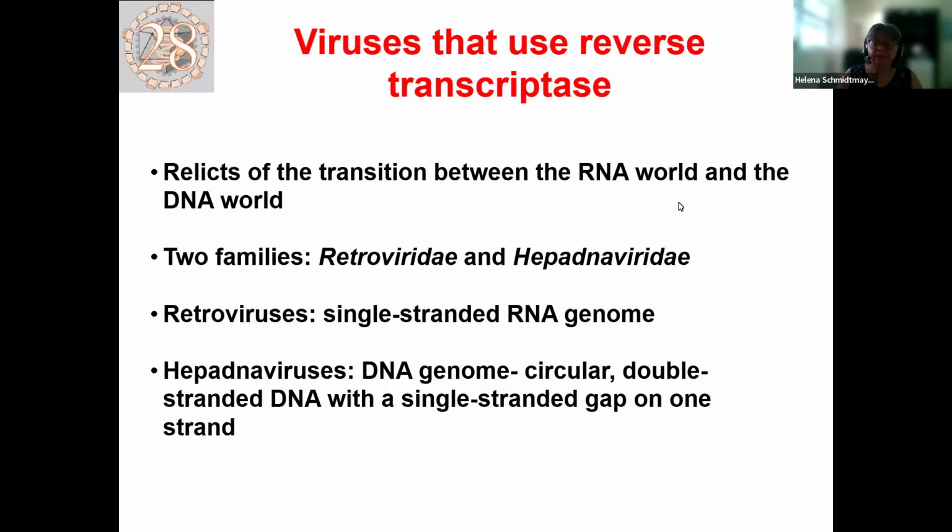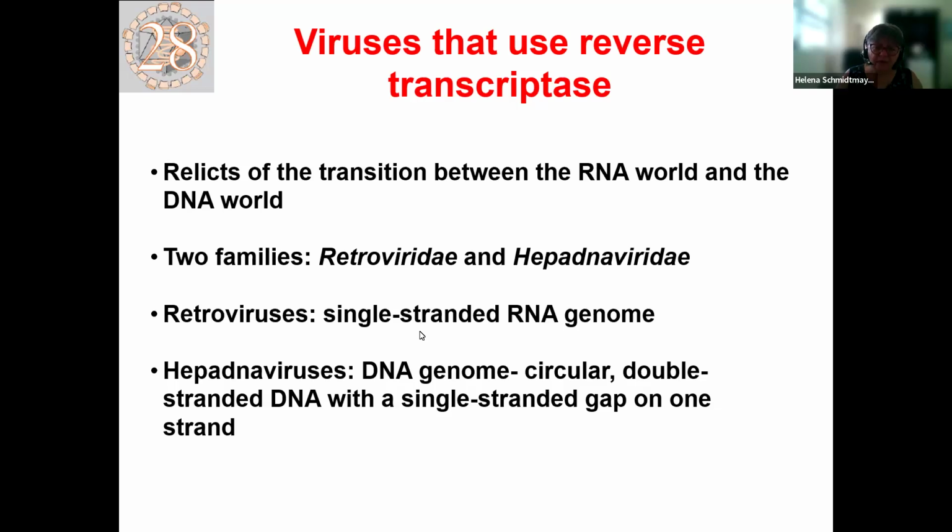The last group of viruses we will discuss are viruses which use reverse transcriptase, and there are two families, retroviruses and hepadnaviruses. Retroviruses contain single-stranded RNA as a genome, and upon entering the target cell, this RNA is retrotranscribed into DNA. DNA is targeted into the nucleus and integrated into the genome.